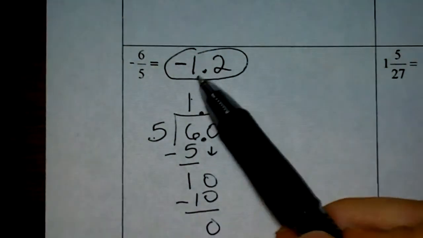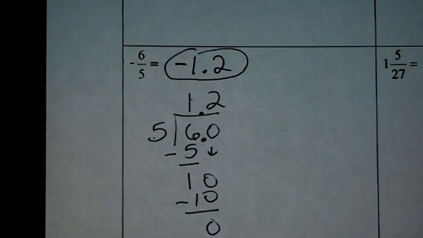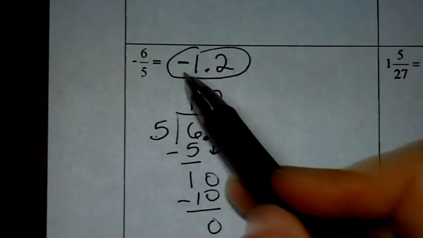And this makes sense that I have a whole number here, because if you have 6 out of 5, it means you have more than one whole amount, right? 5 out of 5 means one whole. So 6 out of 5 means a little bit more than 1. Or in this case, a little bit less, I guess, because it's a negative value.